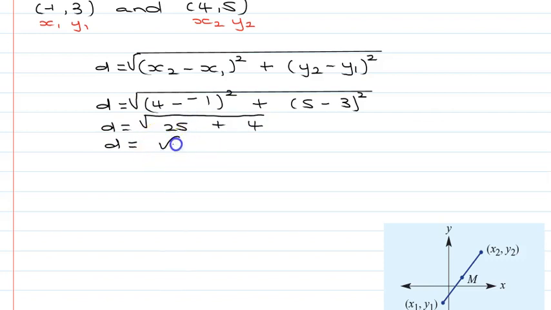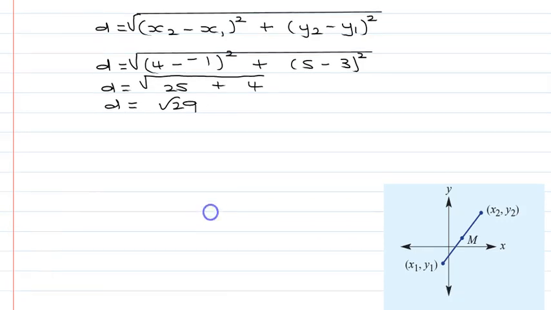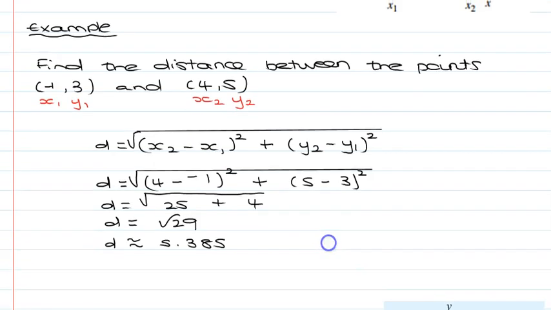So we say root 29, and that's the exact answer. But obviously if we want to round that, we'll have some decimal places. So D is approximately, to 3 decimal places, 5.385. And obviously if there are units that are applicable to the question, put those down. But at the moment, it's just that.